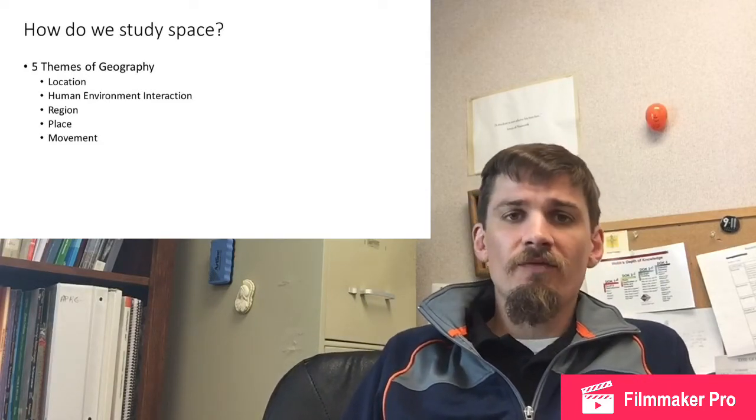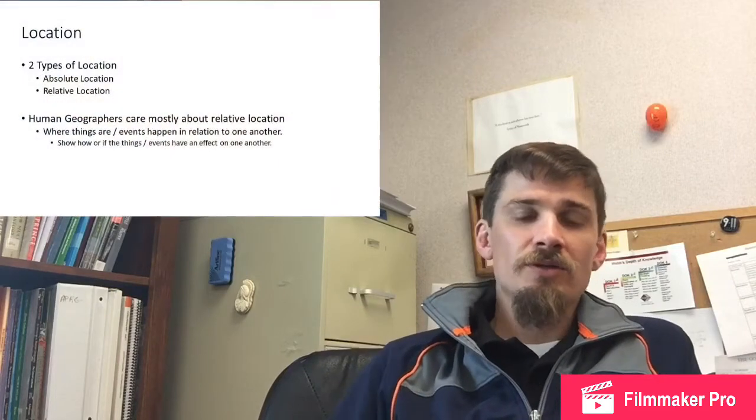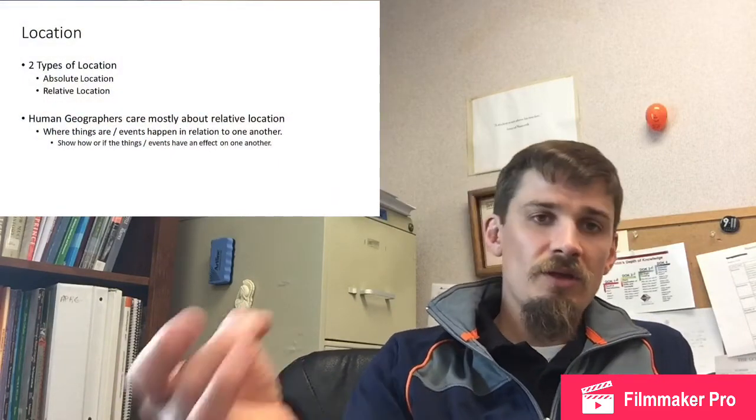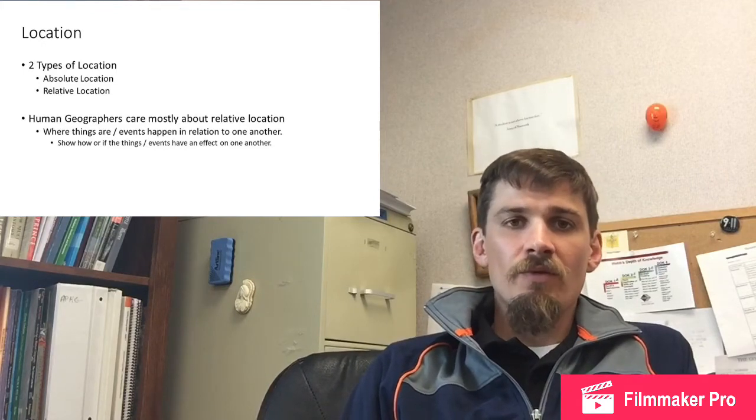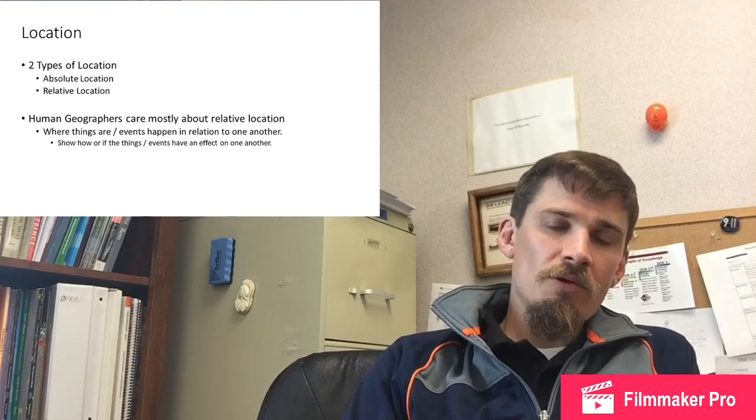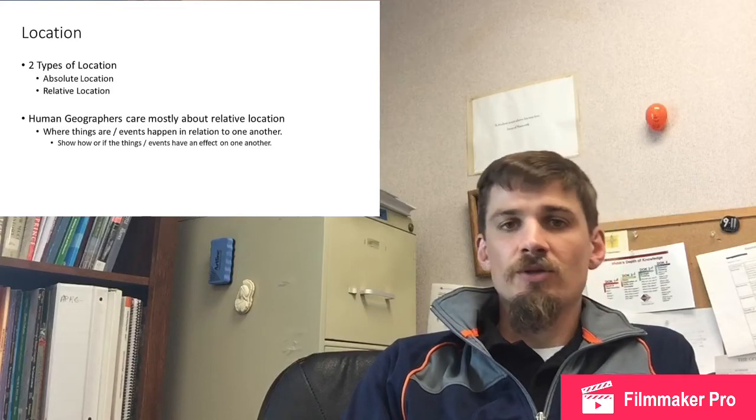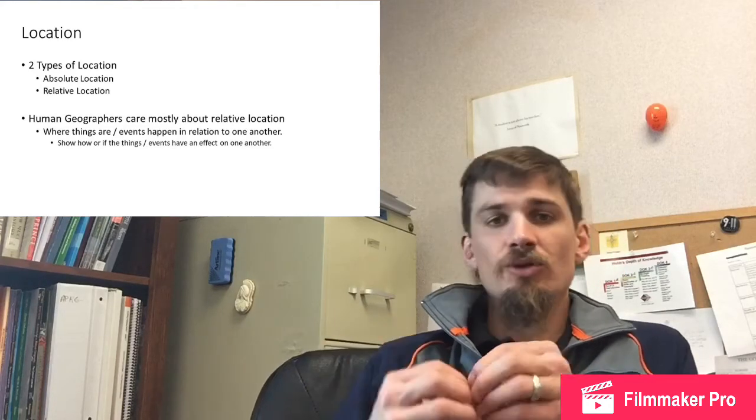So the 5 themes of geography are these. You have location, human environment interaction, region, place, and movement. All right, so when we talk about location, there are really 2 different ways to describe location. You have absolute location, and then you have what's called relative location. Generally, within the context of geography, relative location is something more that geographers are concerned with because of this notion of relationship.